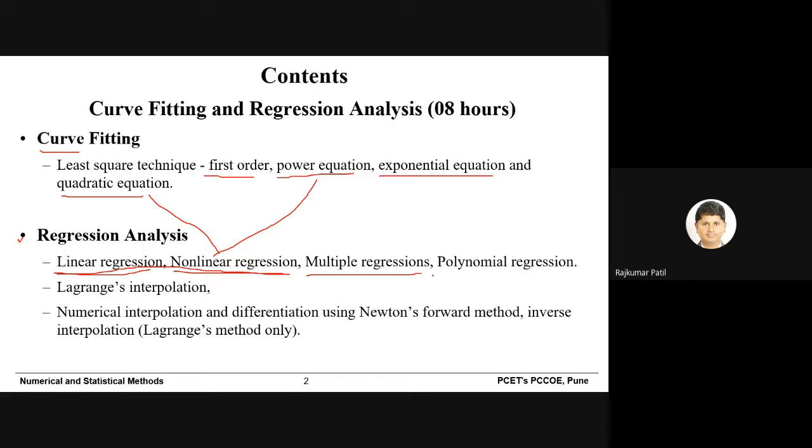Thereafter we will see polynomial regression, Lagrange's interpolation, and numericals based on interpolation and differentiation using Newton's forward method, inverse interpolation, and especially based on Lagrange's method. These are some of the contents, and this particular unit will require 8 hours to complete most of the contents.